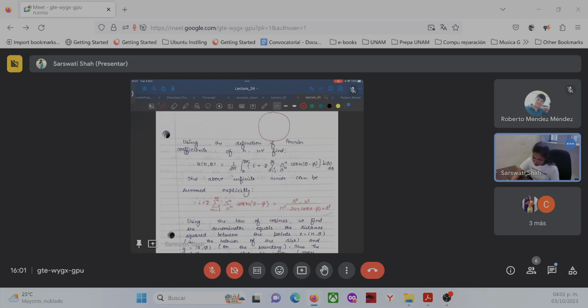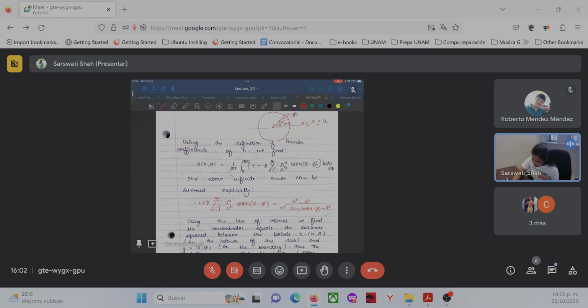So this is your disk. Now this distance is a. This is theta, and r is less than or equal to 1. So if we choose any point, suppose this is (r, theta) and this is (a, phi).